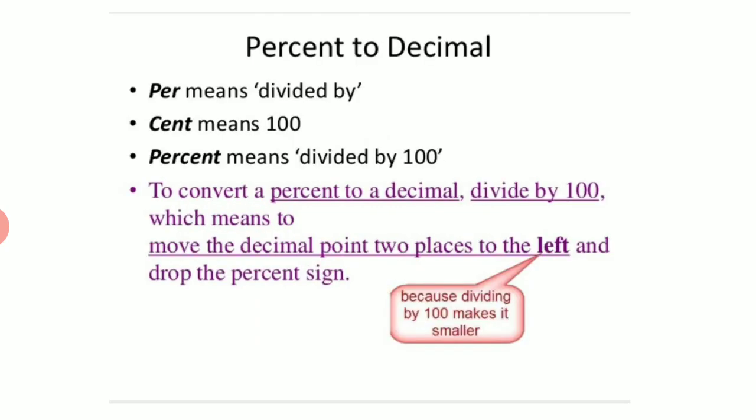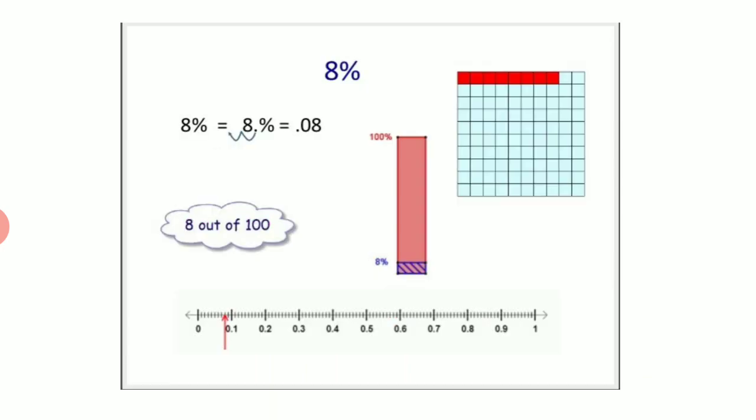When we are converting a percentage to a decimal, what do we need to do? We need to remember that per means divided by and cent means 100. Percent means divided by 100. To convert a percent to a decimal, we first divide by 100, which means to move the decimal point two places towards the left and drop the percent sign, because dividing by 100 will make it smaller.